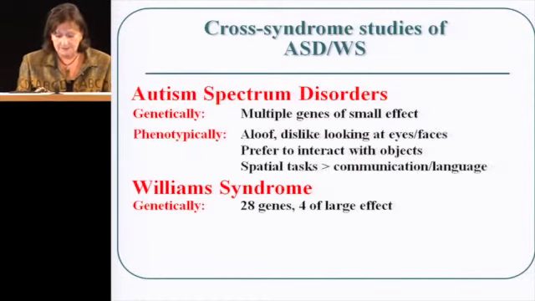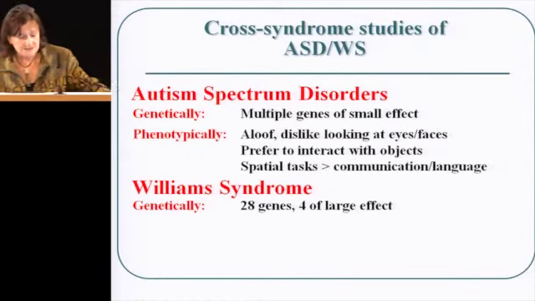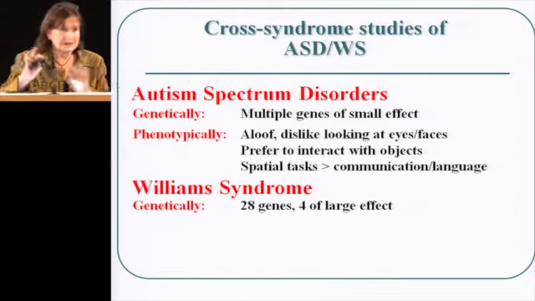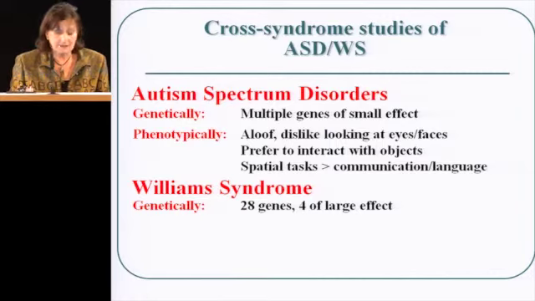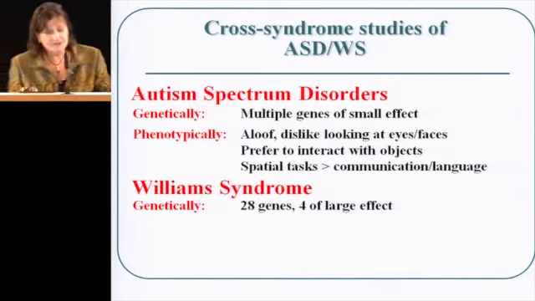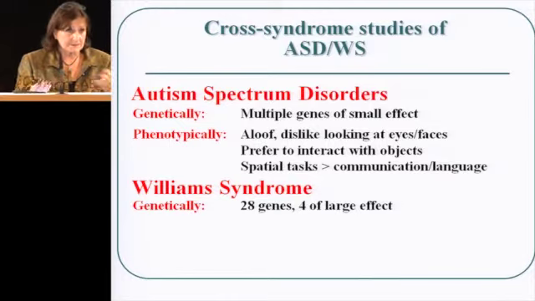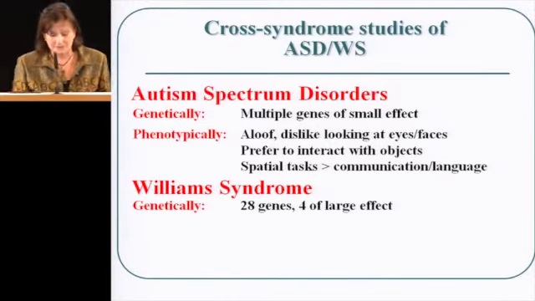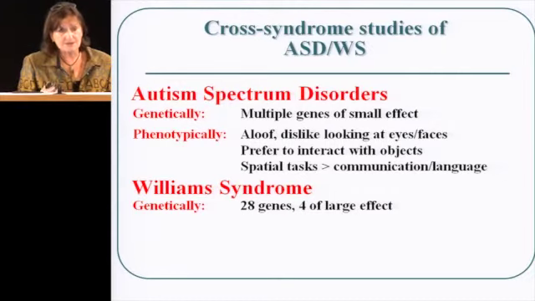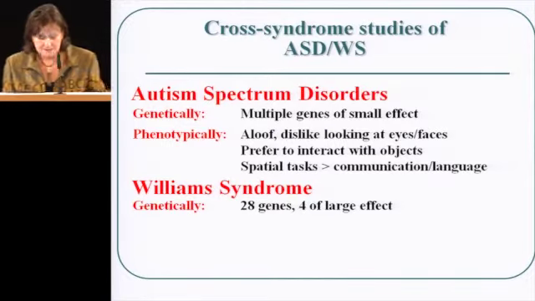What about phenotypically? Well, people with autism show aloofness. They don't like interacting. They dislike looking at faces, looking at eyes. They prefer to interact with objects than people if given choices. They will interact with people, but it's not a pleasurable thing for them. And most of their behavior on spatial tasks is better than their behavior on communicative and language tasks.